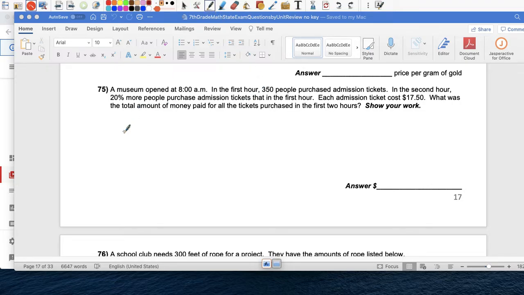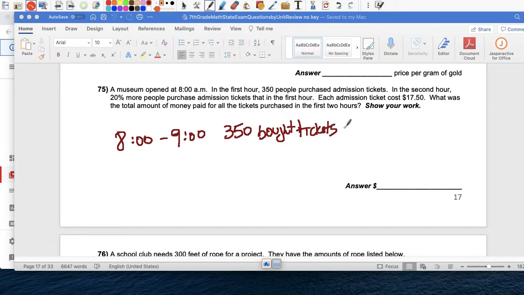Okay. So from 8 a.m. to 9 a.m., the first hour, 350 people bought tickets. All right, and each ticket was $17.50. So let's multiply that by $17.50. So in the first hour, let's see how much money they made. They made 350 times 17.5. That gives us 6,125.